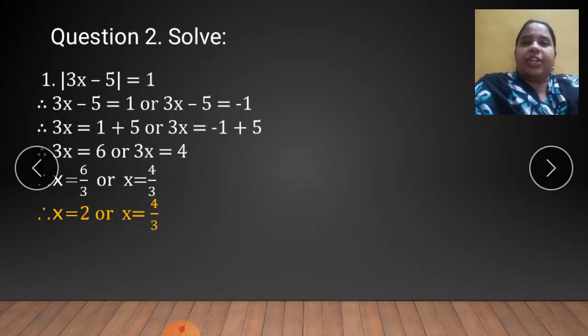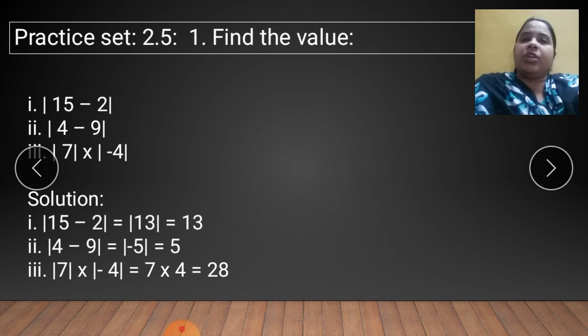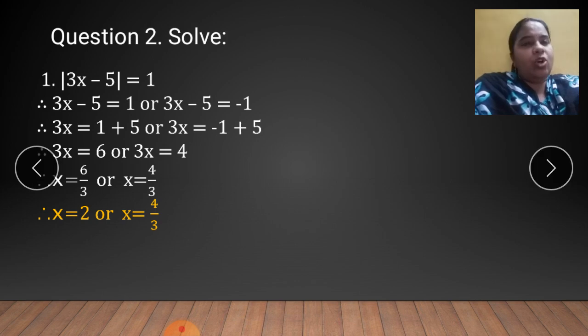Now we come to the next question, that is question number 2. What is the difference between question number 1 and 2? See, this is solve. And what was question number 1? Question number 1 was find the value. This is not equated to any value. It was simply find the value, simplify, add and subtract, get the answer. But this question is solve, where it is equated to some value.